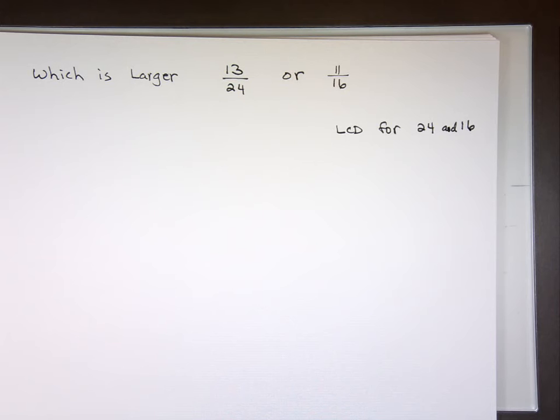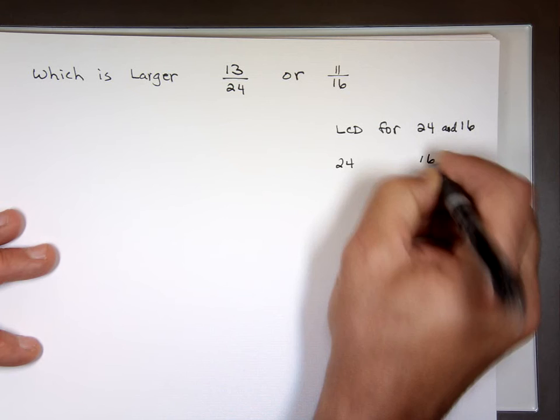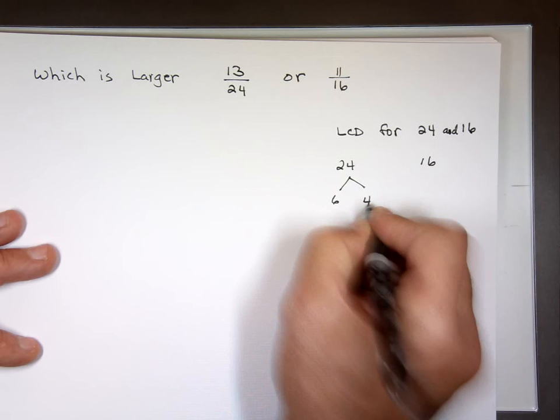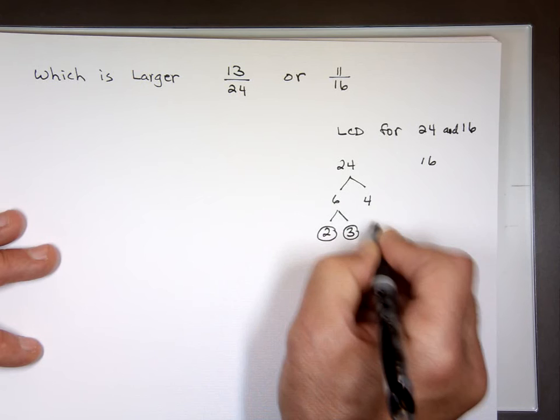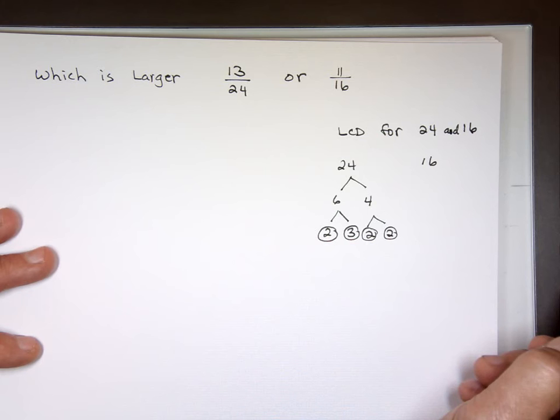This is the 24. This is the 16. Let's do the tree here. 24 is what? 6 times 4? 8 times 3? 12 times 2? Whatever you want to use. Not a prime number. 2 and 3. The 4 is what? 2 and 2. All prime numbers. So how many 2s? 3 and how many 3s? 1.